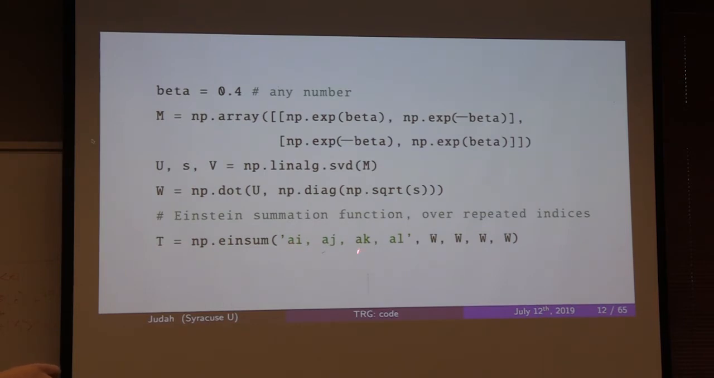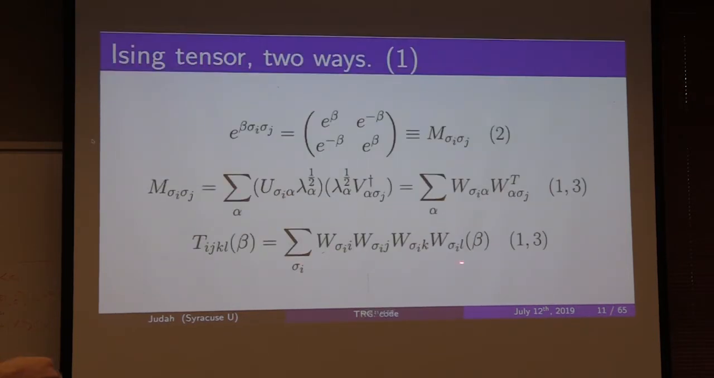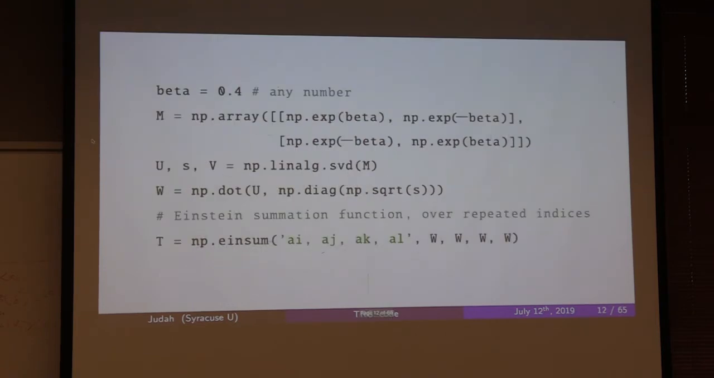So the repeated index is A in this case, and so it's summed. And the free indices, which are not repeated, are I, J, K, L for each W. So there's 4 sets of 2 here, and there's 4 W's that correspond to them. And that's exactly what's taking place here: I, J, K, L, I, J, K, L. So we'll come out in that order as well.